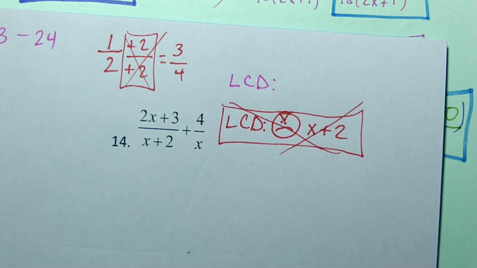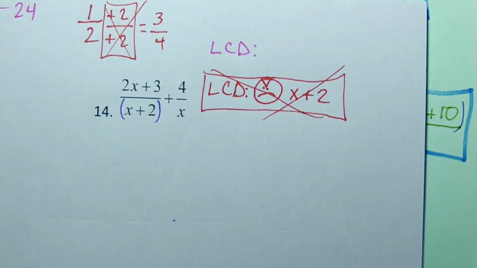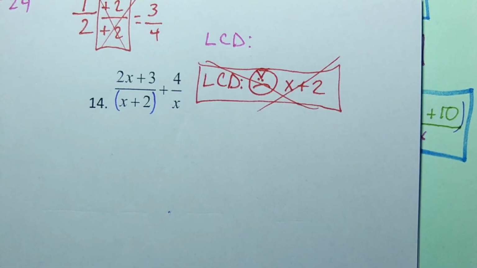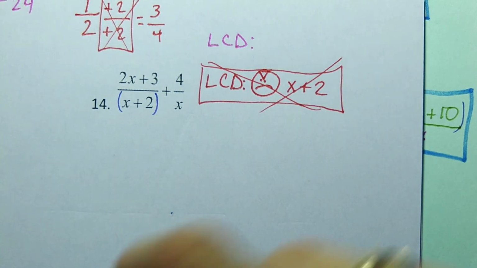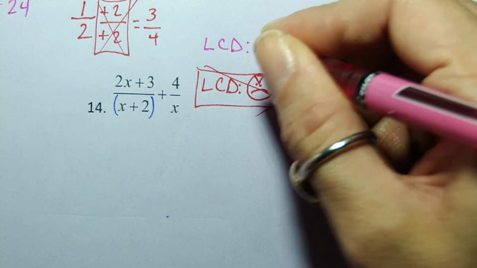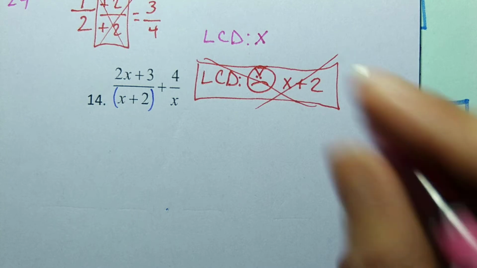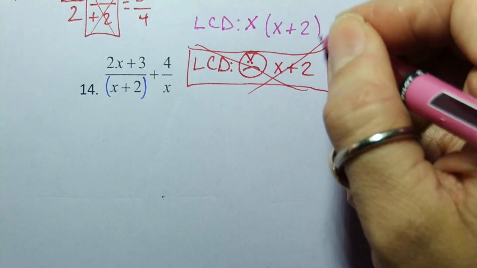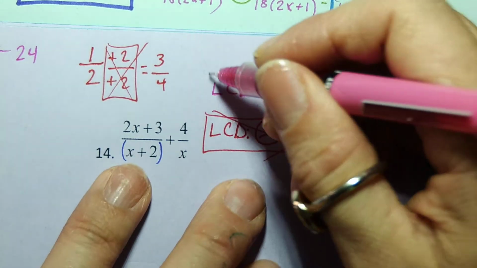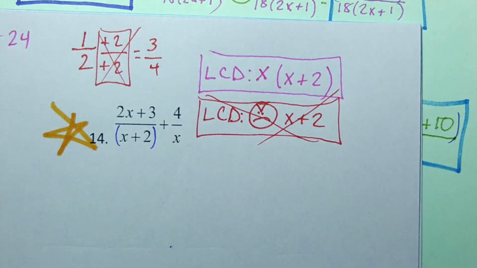So what I would do to avoid this mistake is trap that x plus 2 in parentheses. It is its own factor. So I've got a monomial and a binomial. What's the greatest amount of x's that we have? 1x. What's the greatest amount of x plus 2's we have? 1 x plus 2. So both of those are part of our LCD for that one. I would put a star by that one. It's a tricky one, and there are some others like that as well.